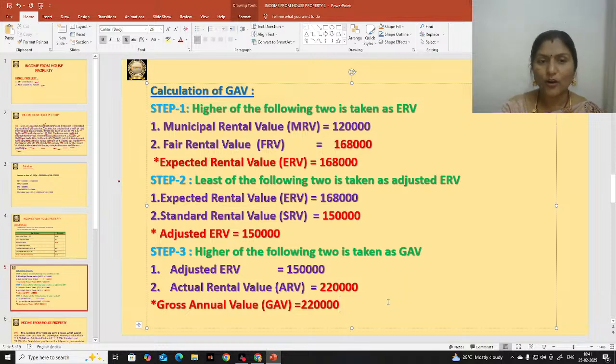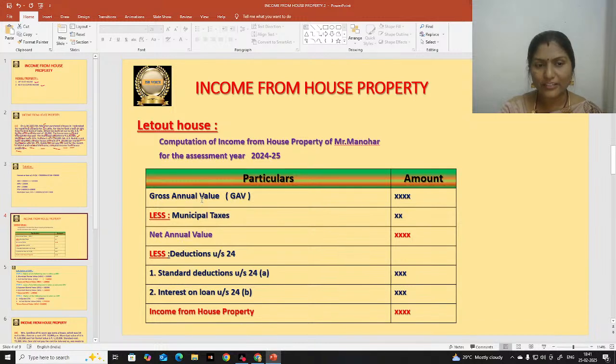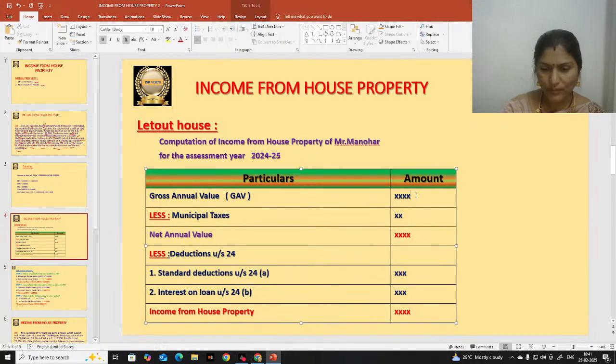Let us go and record in our statement. So go to the statement. First item is gross annual value. How much are we going to write? It is 2,20,000. Hope this is clear. Always you have to calculate gross annual value, students. We calculated it, and we ascertained 2,20,000, and we took it here.